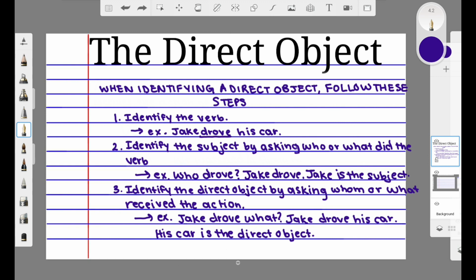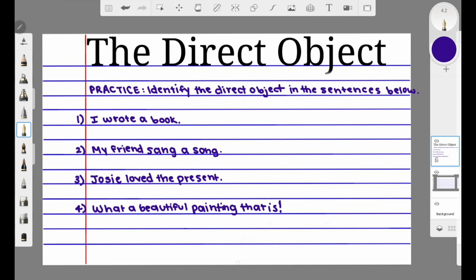Number 3, identify the direct object by asking whom or what received the action of the verb. So in our example, Jake drove what? Jake drove his car. So that means his car is the direct object in this case.